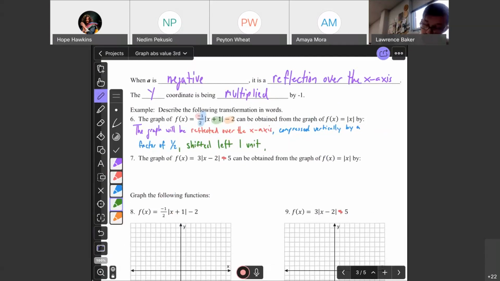And then outside after the function, that's our up and down shifts. We do trust that one. And so that says -2, so it's going to be shifted down 2.